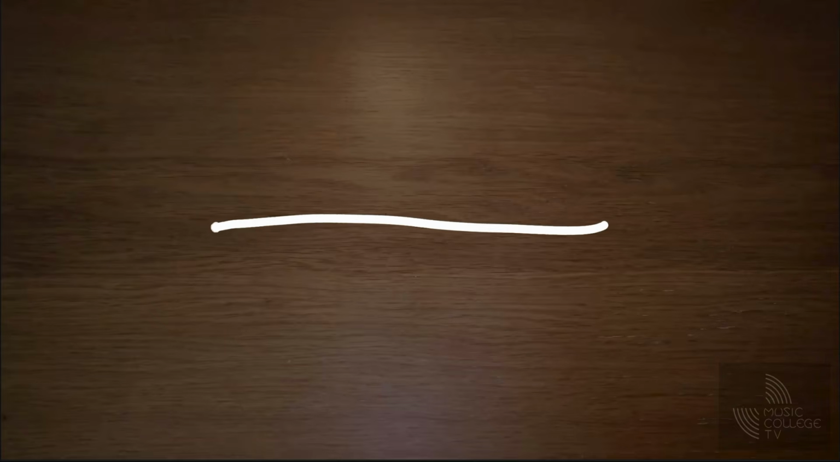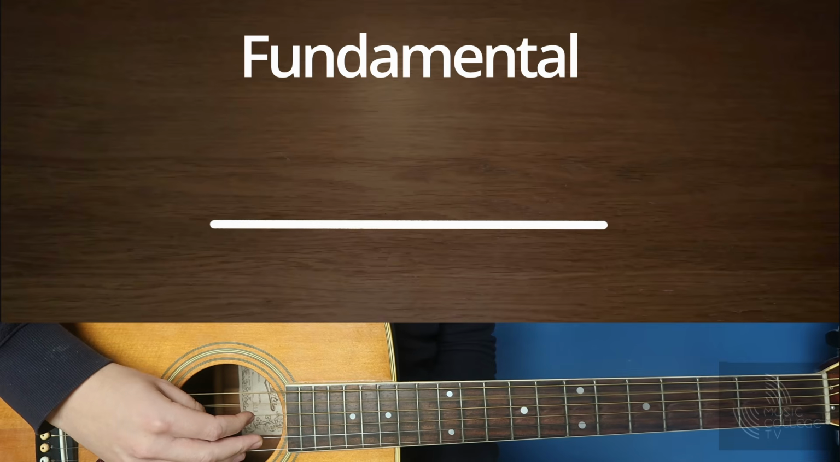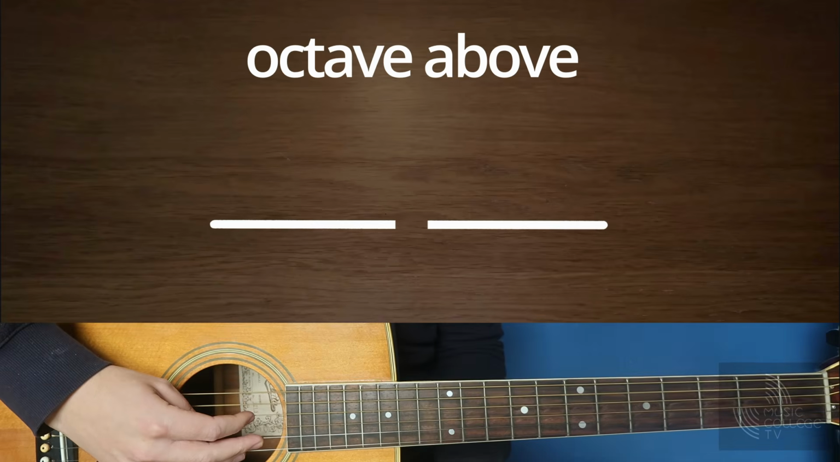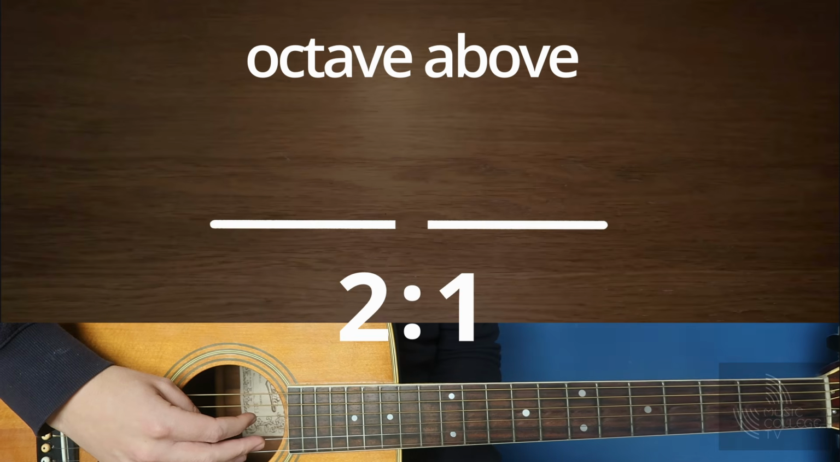On the board, if you get a string and pluck it, that'll have its own fundamental note based on its length and thickness. Divide the string in half and you get the higher octave. This is expressed using musical ratios.